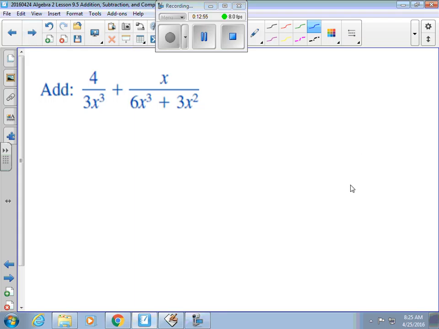So on the back, everybody, this one will look a little bit easier for you. 4 over 3x cubed plus x over 6x cubed plus 3x squared. First thing you do right now, they're not the same on the bottom. Take out the common factors, or factor out that second one. You can see it's a binomial, so factor it out.